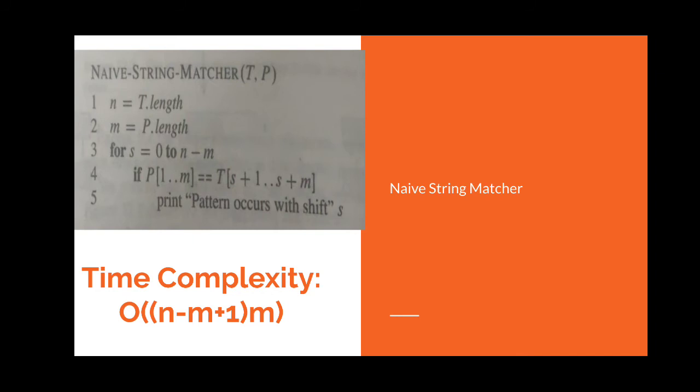The time complexity, as you know, is very simple. The loop in line numbers 3 to 5 runs n minus m plus 1 times, and the conditional match takes m comparisons, so it is n minus m plus 1 into m. This is the naive string matcher.